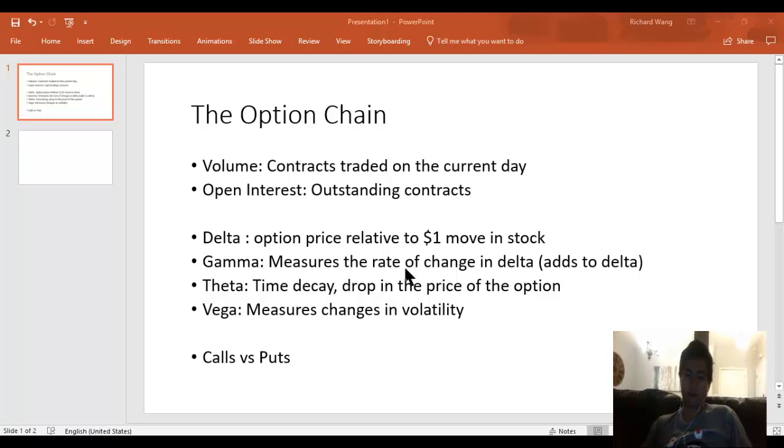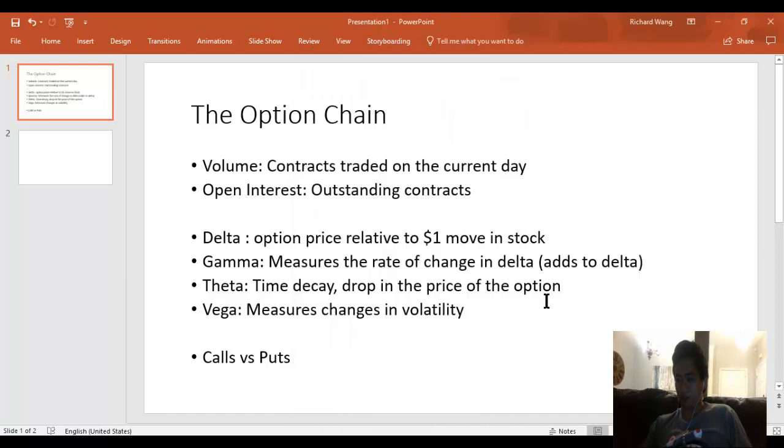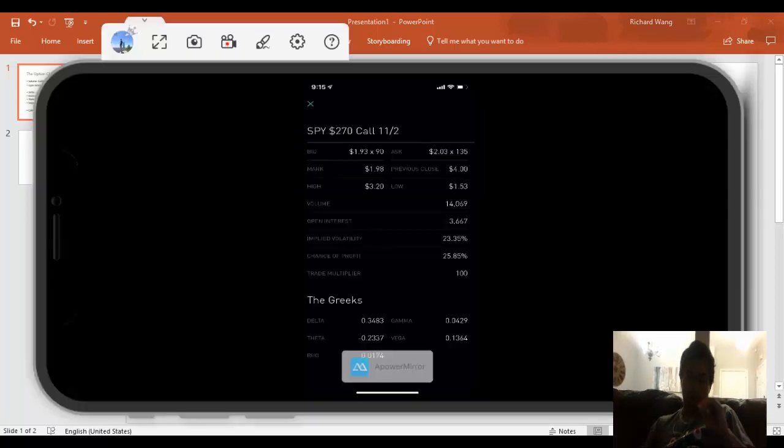So this is the basic fundamental of options. So let's take a look at a live example of what an option is. I'm gonna share my phone screen with y'all, and let's take a look at our SPY options. So here we have a $270 call option on November the 2nd.